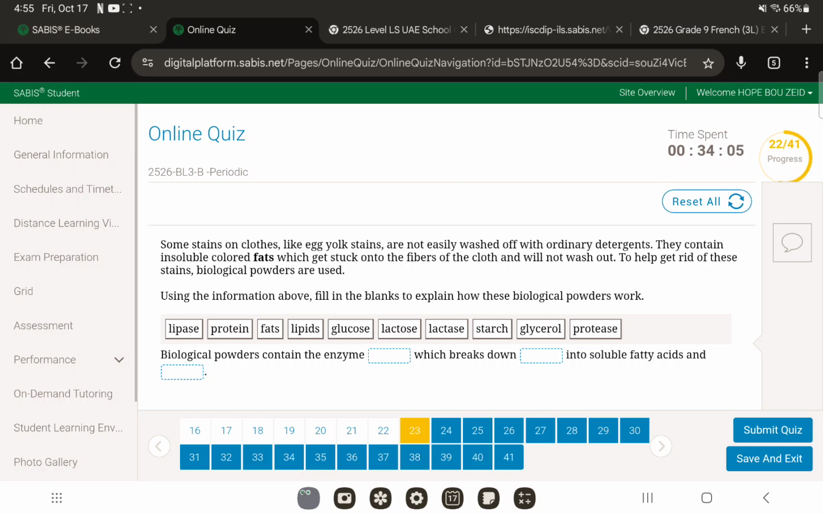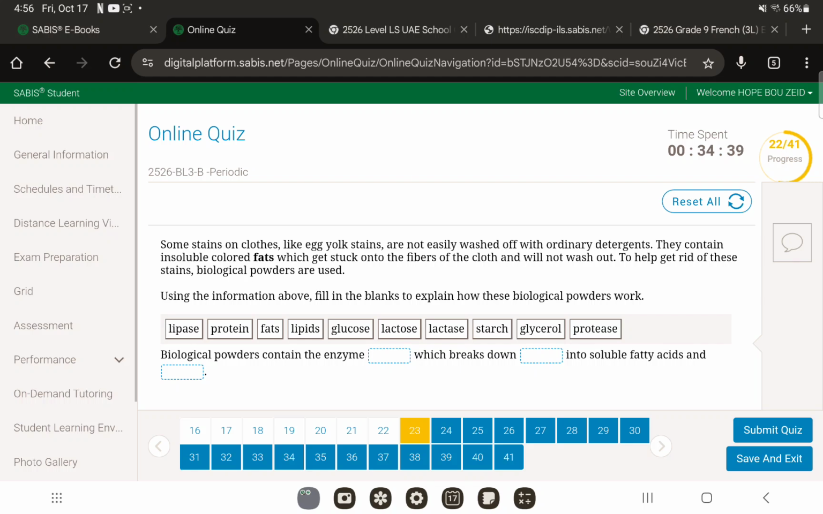Next question. Some stains on clothes, like egg yolk stains, are not easily washed off with ordinary detergents. They contain insoluble colored fats which get stuck onto the fibers of the cloth and will not wash out. To help get rid of these stains, biological powders are used. Using the information above, fill in the blanks to explain how these biological powders work.